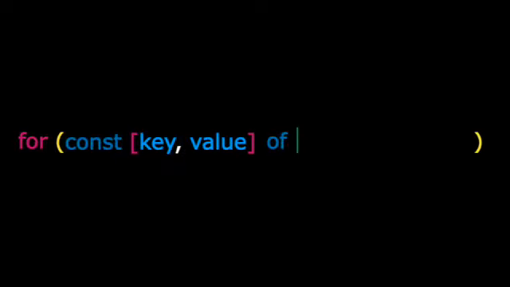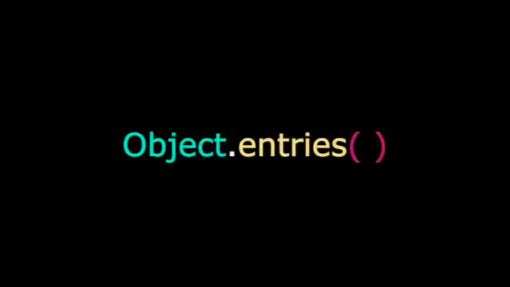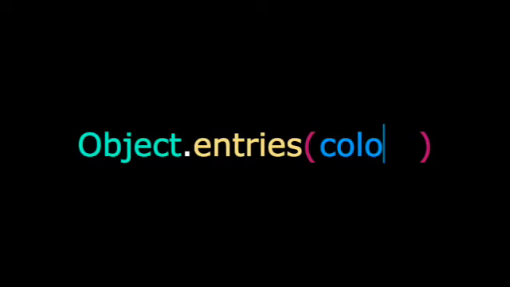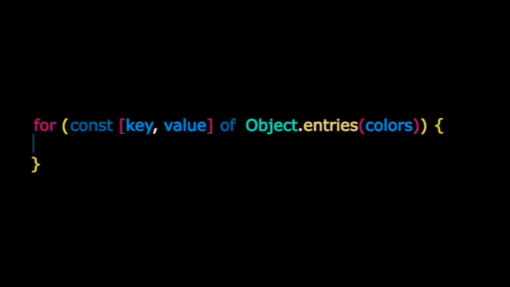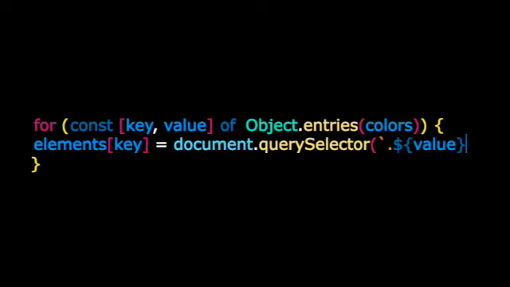In this for-of loop, you need to type in the method of object entries. This works specifically with just object variables. The parentheses will be used to pass what is called an argument, which in this case is the name of the variable of the colors. Inside the loop, take the empty elements object and link it to the key of each color, and then make that equal to the div element that has that color class.